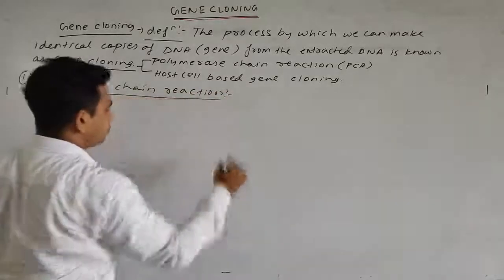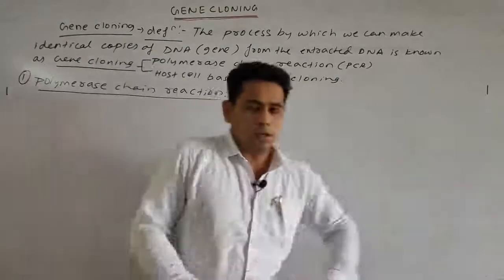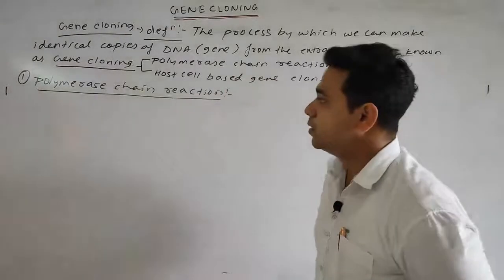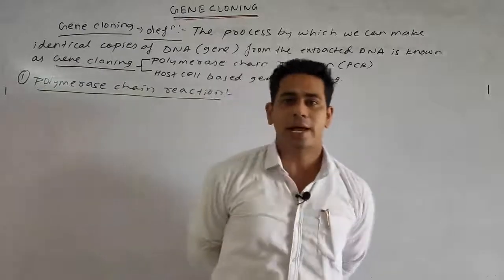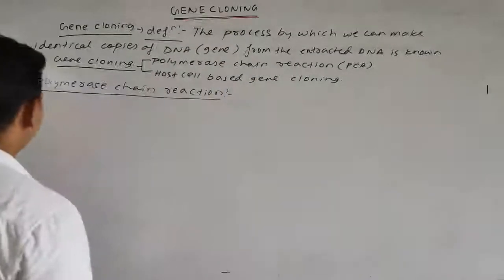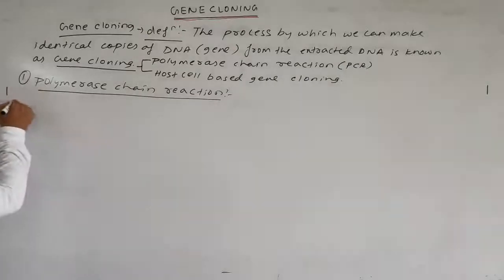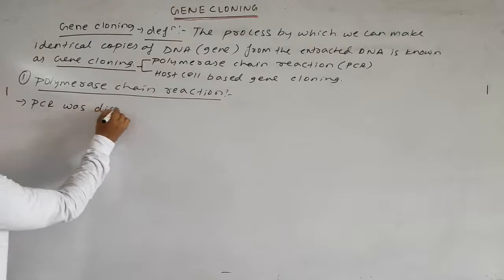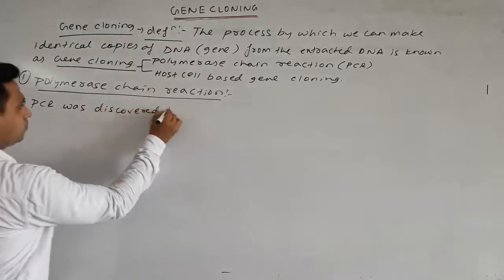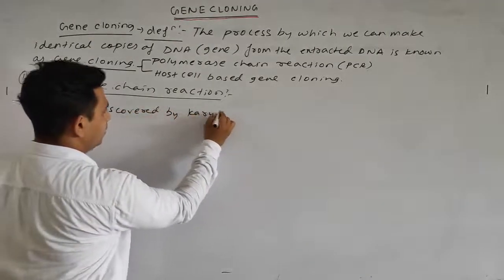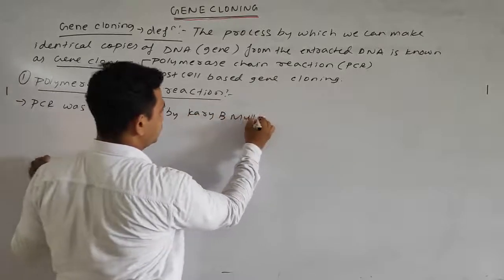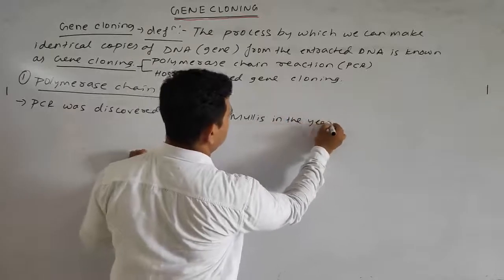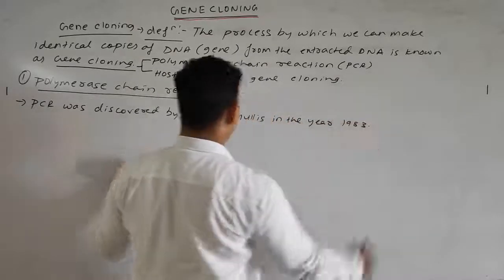So, first point: the polymerase chain reaction was first discovered by Kary B. Mullis in the year 1983. So your first point is, PCR was discovered by Kary B. Mullis in the year 1983.